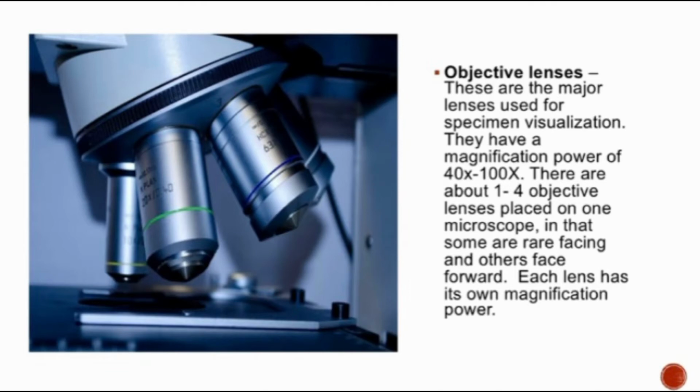Objective lenses. These are the major lenses used for specimen visualization. They have a magnification power of 40 times to 100 times. There are about 1 to 4 objective lenses placed on one microscope. Some are rear facing and others face forward. Each lens has its own magnification power.